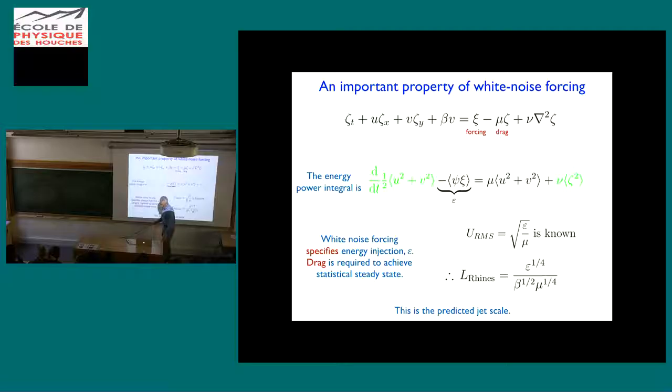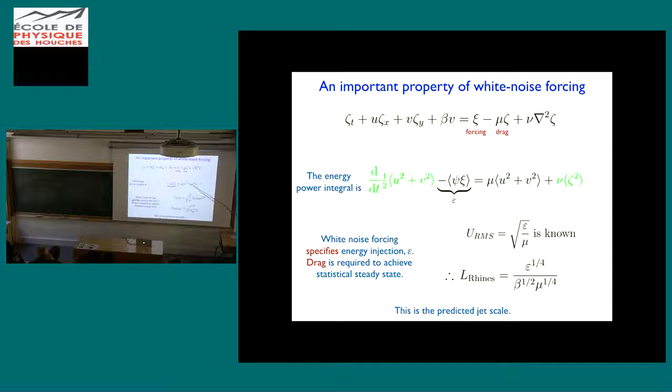There's one other... Okay, here I'm going to talk about the Rhines scale in the forced problem, as I promised to do. So, forcing and drag, we can form the energy power integral: we multiply by minus psi, we integrate over the domain, we get the rate of work of the force, which can be written like that, and we get the energy dissipation, which is mostly due to the drag.